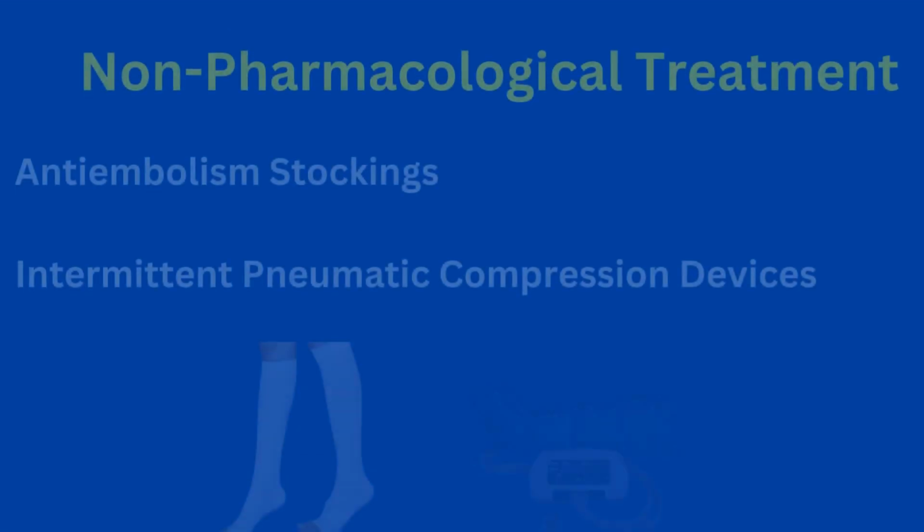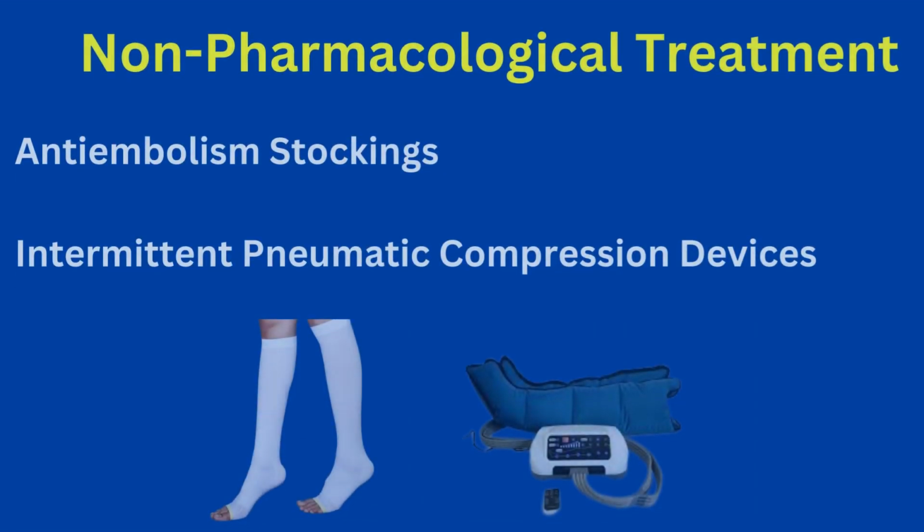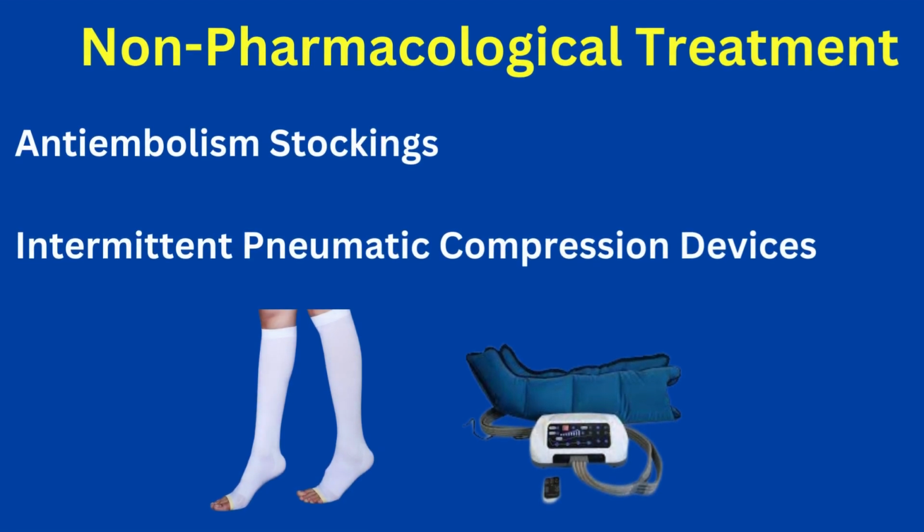In our arsenal of preventive measures, we have anti-embolism stockings and intermittent pneumatic compression devices. Anti-embolism stockings apply pressure to promote blood flow, while the compression devices enhance venous return, combating stasis. This stasis is one of our key enemies in the fight against VTE.